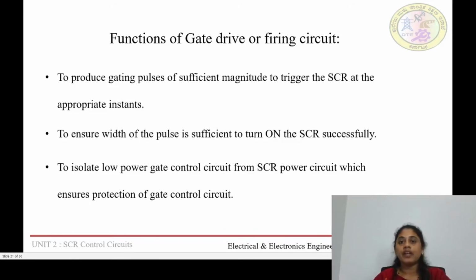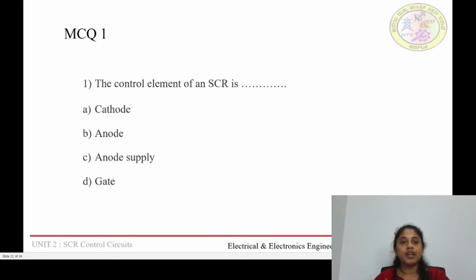Now we have come to the end of the session. Let's move on to the questionnaire. The first multiple choice question is, the control element of an SCR is: cathode, anode, anode supply, gate. Just think for a while.